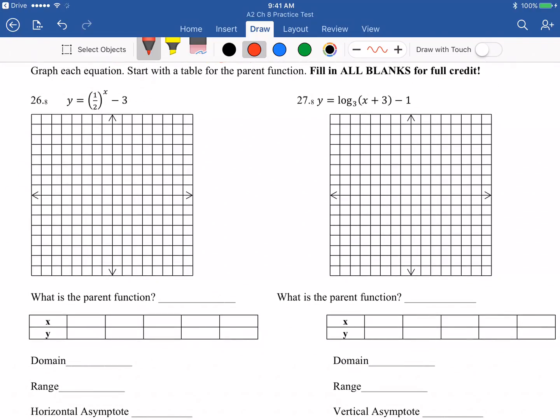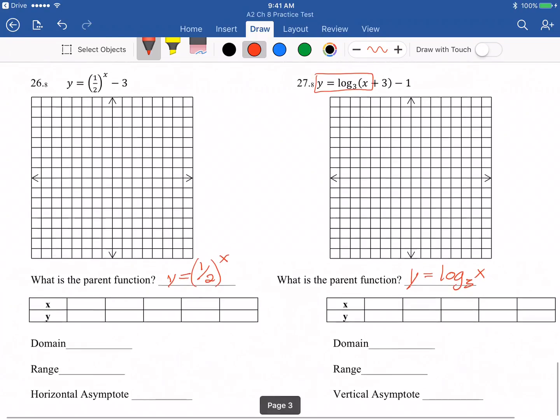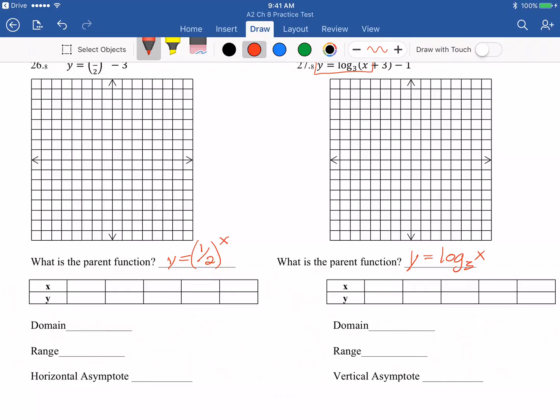All right, for 26 and 27, these are some graphs here. We get y equals 1/2 to the x here. That is my parent function. All right, my parent function for 27 is just y equals log base 3 of x. Okay, so if you look through that green sheet that I gave you guys in class, these graphs should be pretty self-explanatory with the range and the domain here.